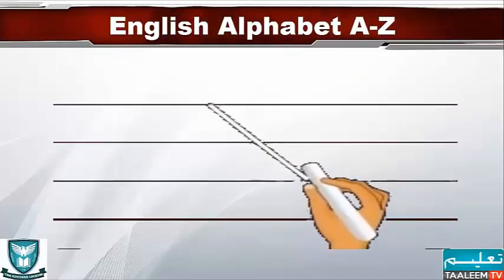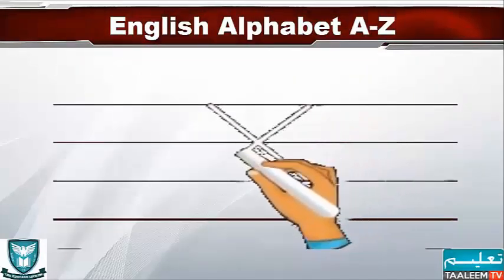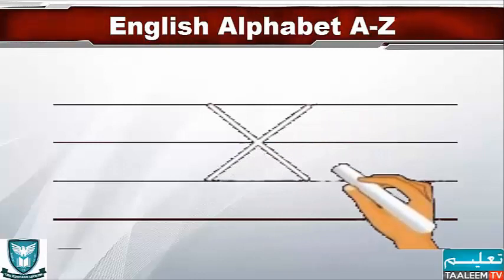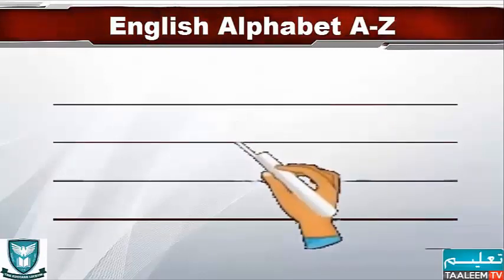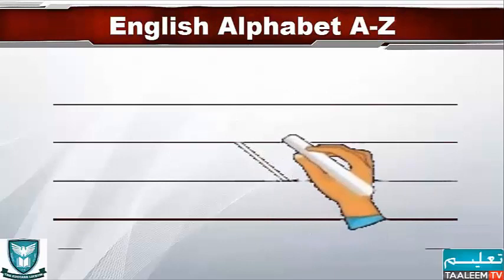After doing it, you can write the letter X with the help of dotted lines and dotted sheets.